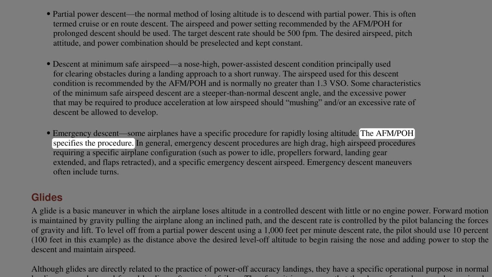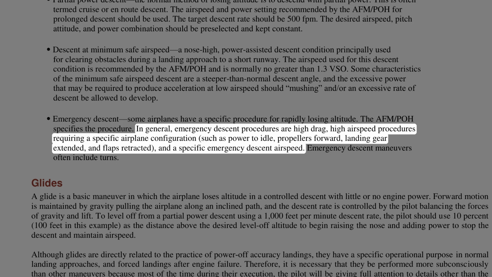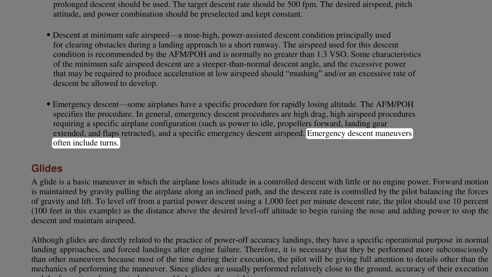The AFM-POH specifies the procedure. In general, emergency descent procedures are high drag, high airspeed procedures requiring a specific airplane configuration, such as power to idle, propellers forward, landing gear extended, and flaps retracted, and a specific emergency descent airspeed. Emergency descent maneuvers often include turns.